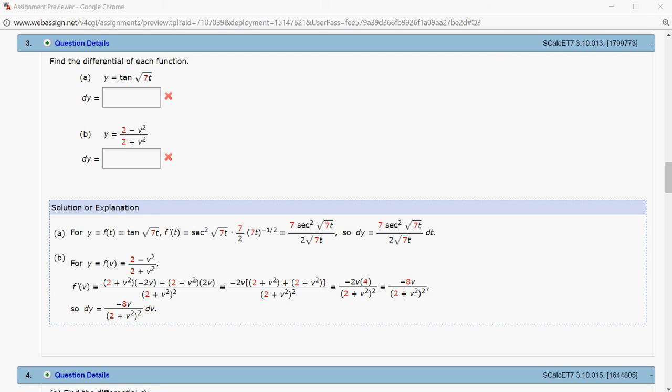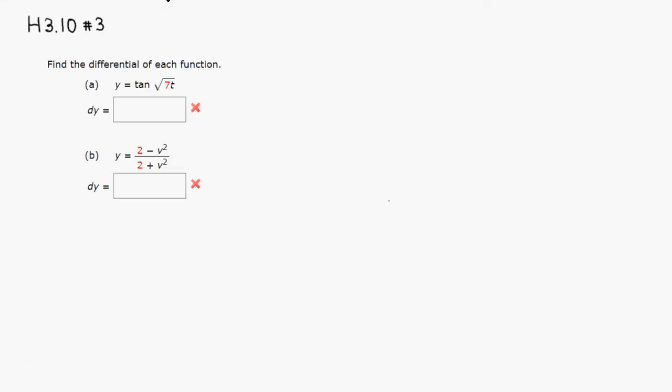Alright, let's look at the homework 3.10, problem number 3. Alright, so let's find these differentials. Alright, so let's do part A first. All you have to do is basically take the derivative. So you take the derivative of y with respect to, in this case, t.